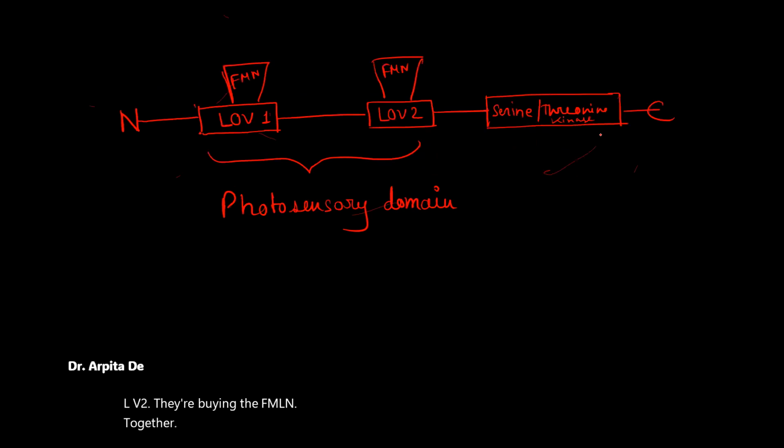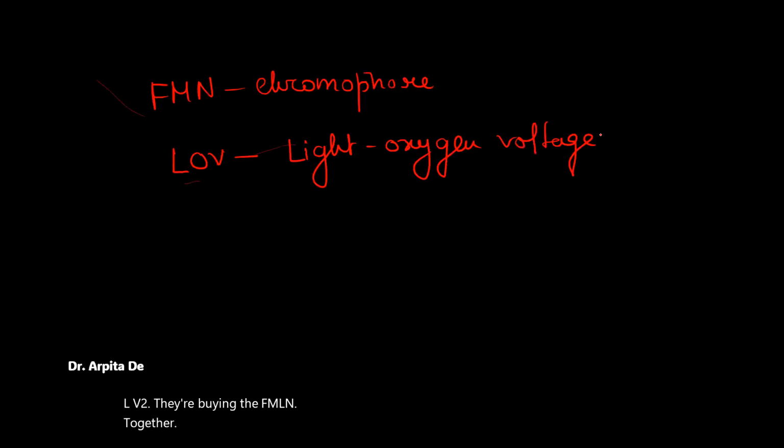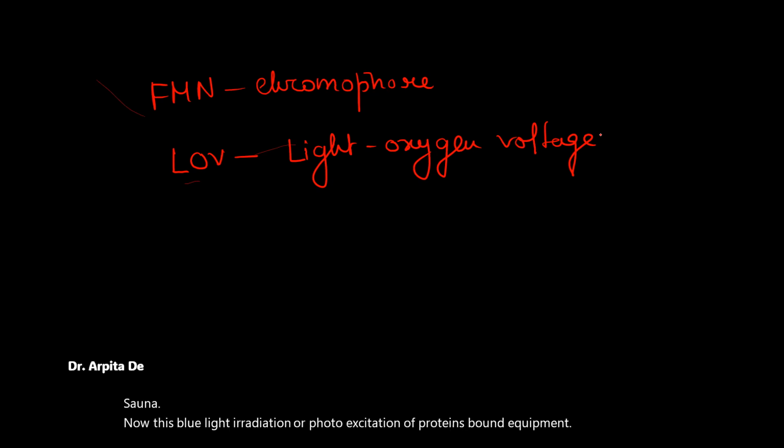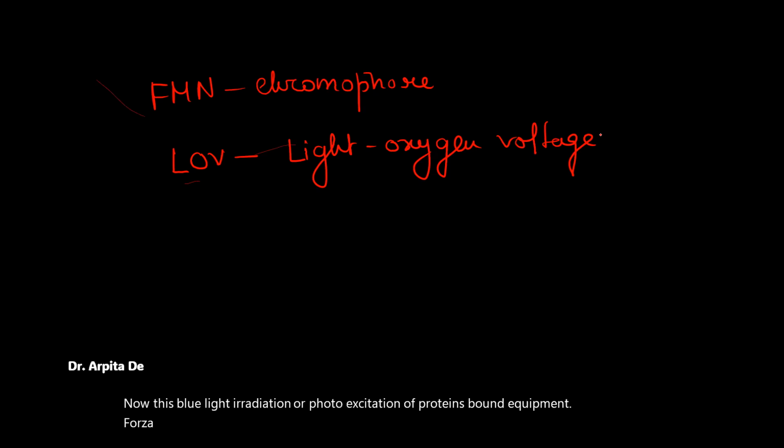Now, this blue light irradiation or photoexcitation of protein bound FMN causes a conformational change of phototropin that triggers autophosphorylation and starts the phototropin signaling.